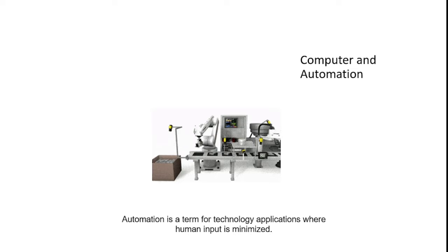So automation is an important term which played a role in the Industrial 3 revolution. Automation is a term for technology applications where human input is minimized. So in Industry 3, human power is reduced with the aid of computer and automation technologies. After that, the industrial revolution did not end at this level. The industrial revolution is going its own way to Industry 4.